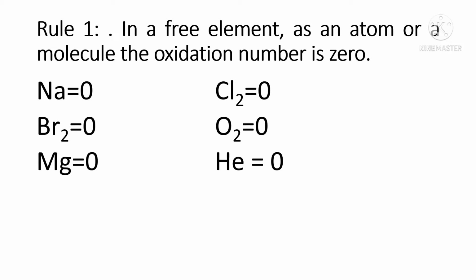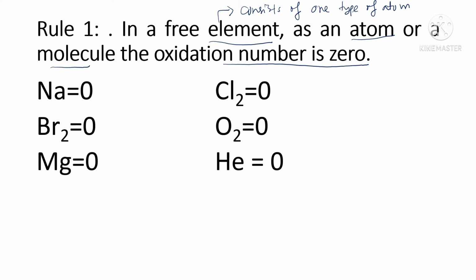Rule number 1: in a free element, so the element here refers to a substance which consists of one type of atom, and the element or the substance can either be an atom or a molecule. So in a free element, whether it is an atom or a molecule, the oxidation number for the element is equal to 0. For example, a sodium atom here consists of one type of atom, sodium.